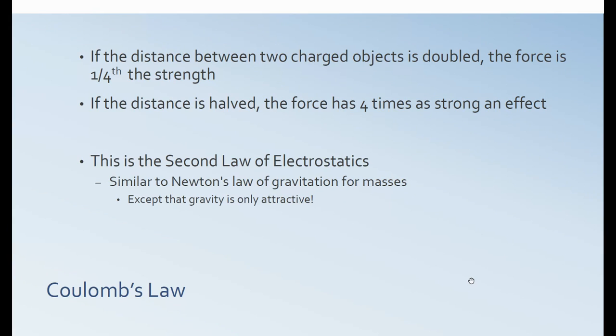And again, it's similar to Newton's law of gravitation for masses, but it's important to realize that in electrostatics, we can either have repulsion or attraction. Gravity only has that attractive effect. But with electrostatics, we can either have a force that's pulling the objects together, an attractive force, or, if they're both the same charge, we can have a repulsive effect where the objects are pushing each other away from each other.